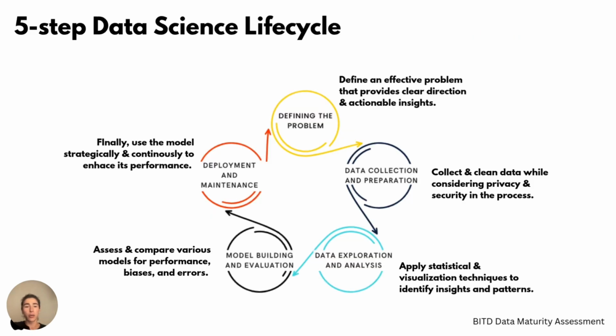So, in order to talk about how they use data, we thought the five-step data science lifecycle would be best. Very quickly, these are the five steps. They define the problem, they collect and prepare the data, then, of course, they explore and analyze it with visualization techniques. And then they build the model and evaluate its performance, and they test for biases and errors. And then, of course, they deploy it and they try to maintain it.